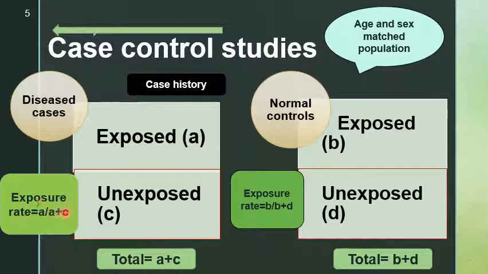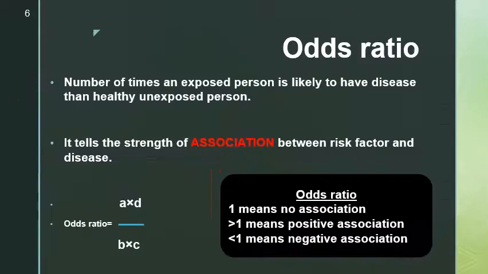If I want to know the exposure rate among the lung cancer patients, it is exposed cases divided by total cases. And the same in the normal group, exposed cases or smokers divided by total gives you the exposure rate. When these exposure rates are compared, we get an odds ratio. Odds ratio means the number of times an exposed person is likely to have the disease compared to a healthy unexposed person. This will give us the association of the study.